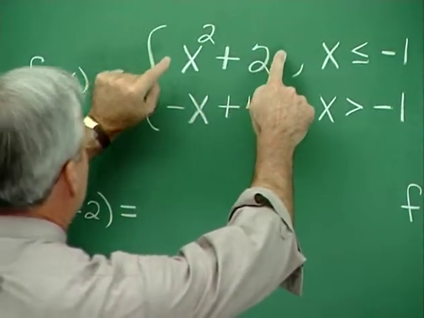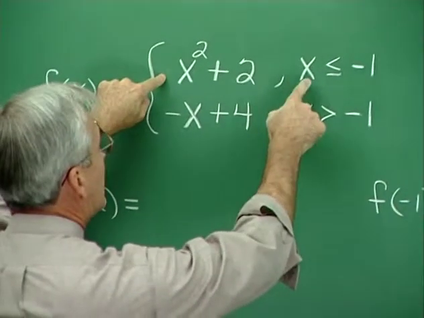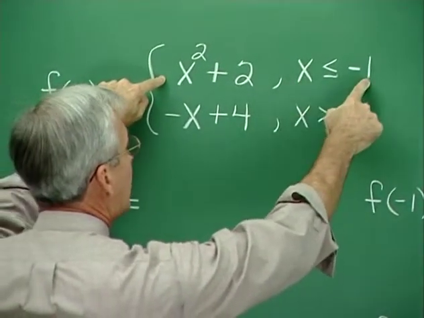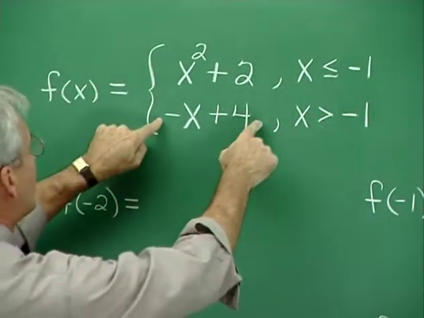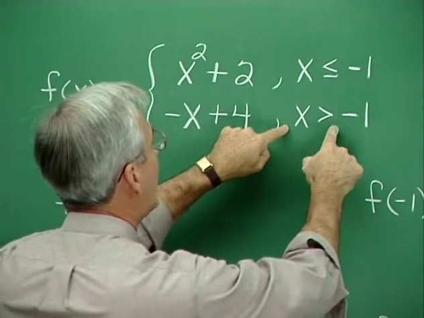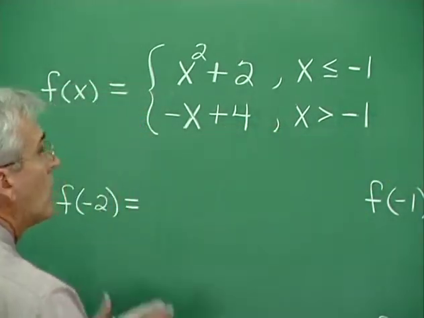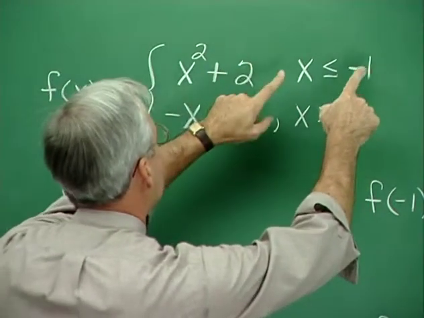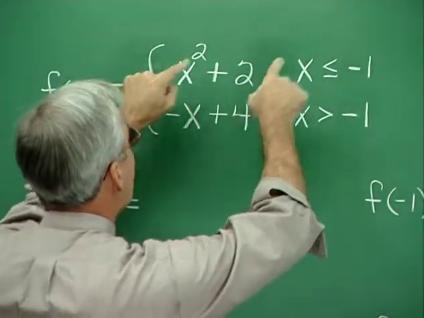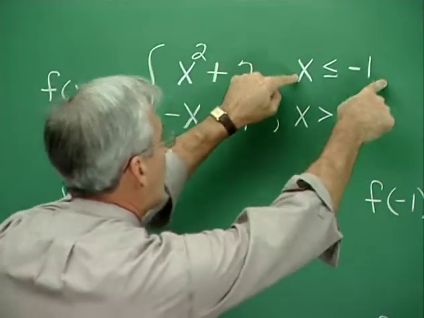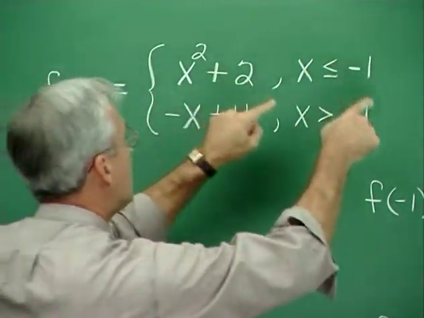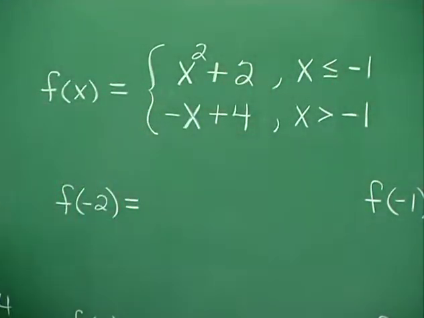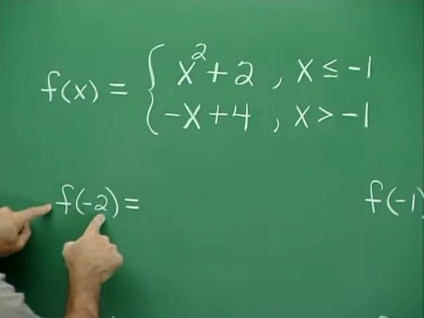f of x is this expression when x is less than or equal to negative 1. But f of x is minus x plus 4 when x is greater than negative 1. So these are the definitions for the function, and the function is defined this way in that part of its domain, and this way in this other part of its domain. All right, what if we want to evaluate f of negative 2?